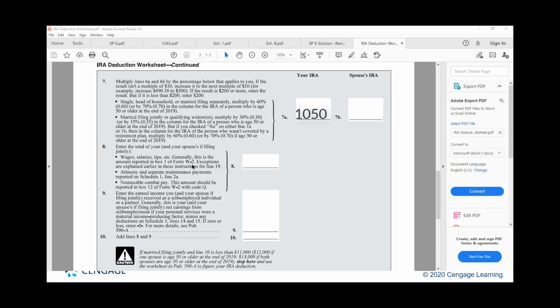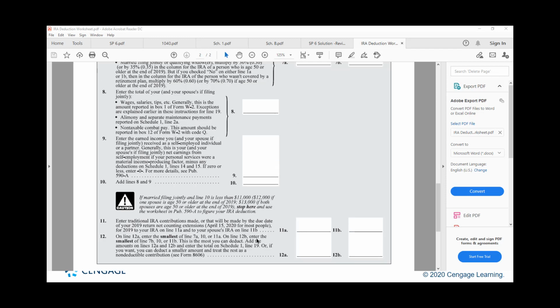Line 8, enter the total of your wages, salaries, and tips, Box 1 of Form W-2. That is 71,000 as given in the sample problem. Then line 9, enter the earned income you received as a self-employed individual or partner. This is all 0. Line 9 is 0. Line 10, add lines 8 and 9, which is the 71,000 here. The wages and salaries carry down to line 10. Line 11, enter the traditional IRA contributions made. That is given in the problem. 6,000 goes here.